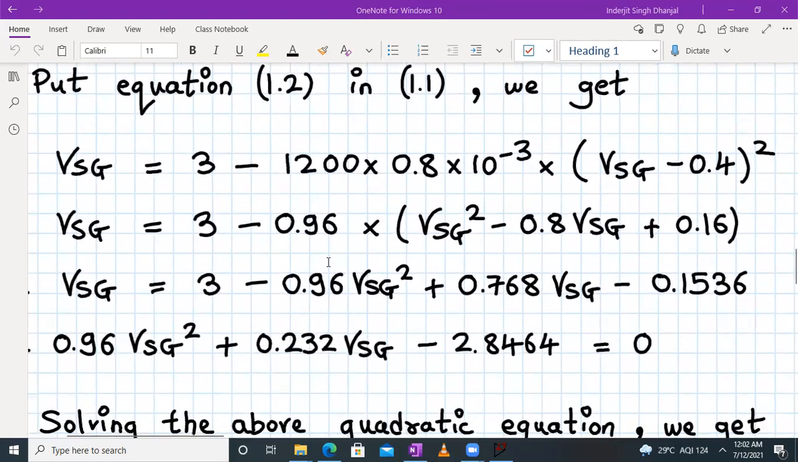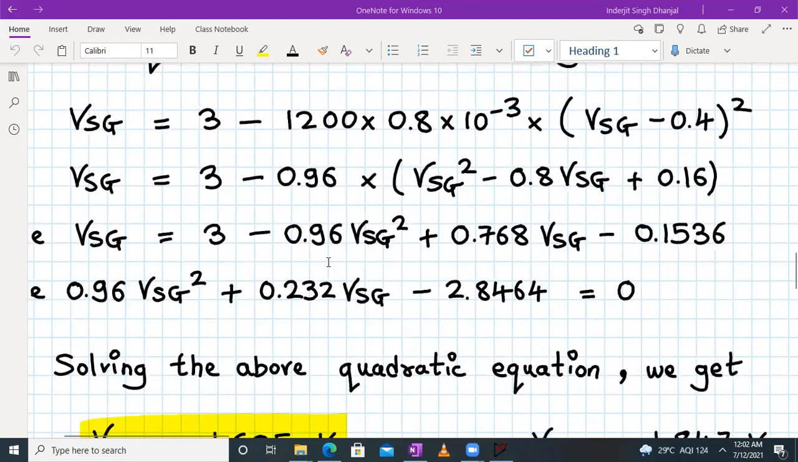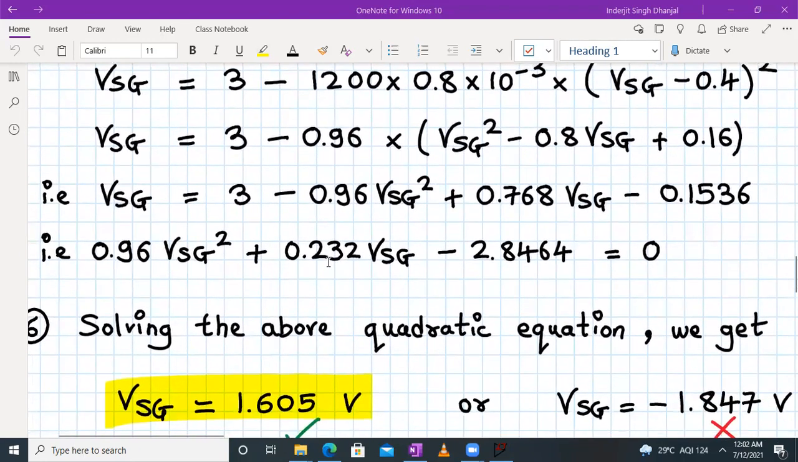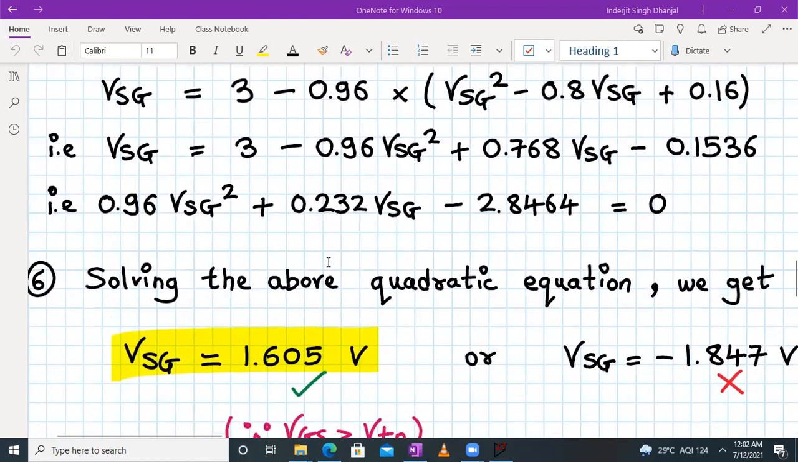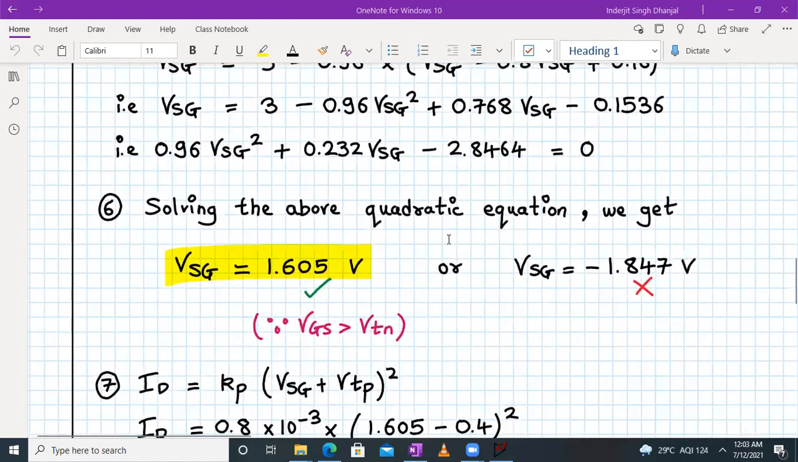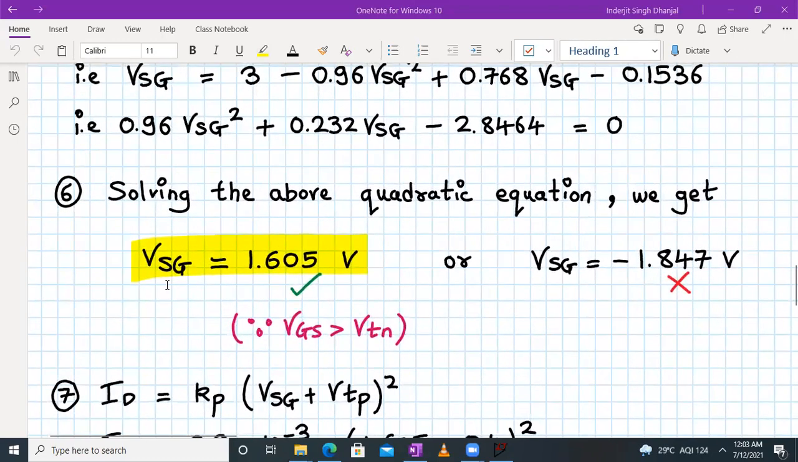So you analytically solve this very patiently without making any mistakes in the sign, and you will get a quadratic equation in terms of VSG square. That will be 0.96 VSG square plus 0.232 VSG minus 2.8464 equal to 0. Now solving the above quadratic equation, we get VSG is equal to 1.605 volt, or VSG is equal to minus 1.847 volt.